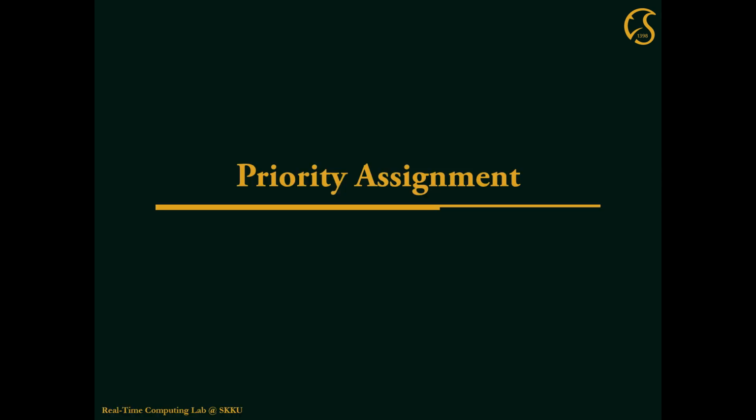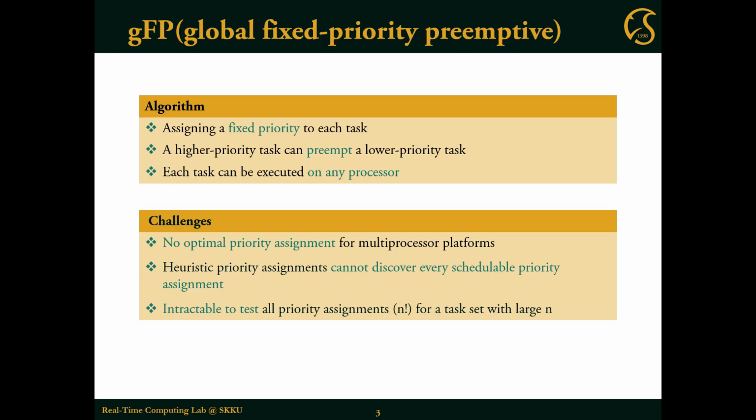We will start by talking about the priority assignment. We'll see the past studies and our own ways of finding the schedulable priority assignment. In our paper, we explicitly target global fixed priority preemptive as our scheduling algorithm. GFP assigns a fixed priority to each task, where the task can preempt other tasks with relatively lower priority.